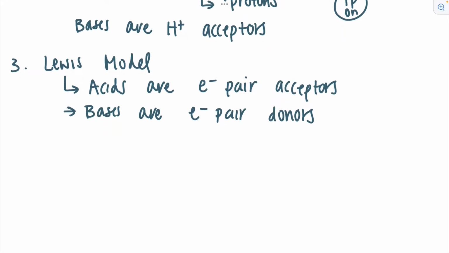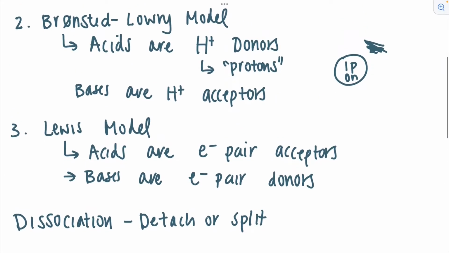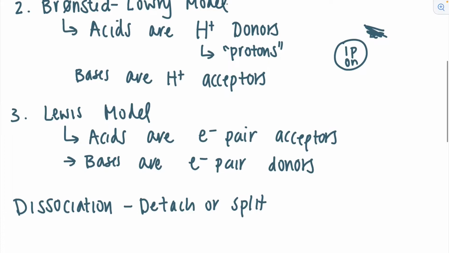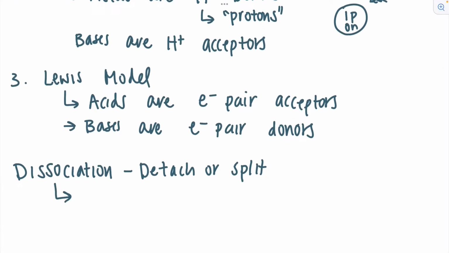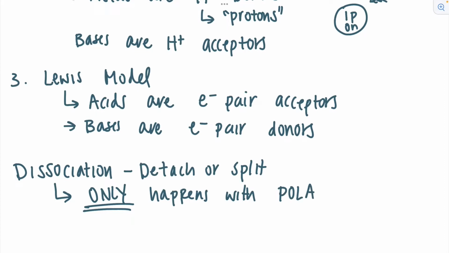So why do we have these things that happen? Because of polarity and dissociation. Dissociation means to detach or split. So if we're using the Bronsted-Lowry model, an H+ donor for an acid means that the H+ will dissociate, will detach from the structure. It's really key that you understand that this only happens with polar hydrogens. Really important.